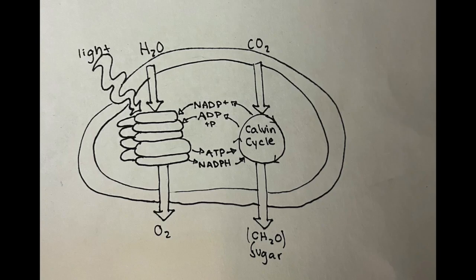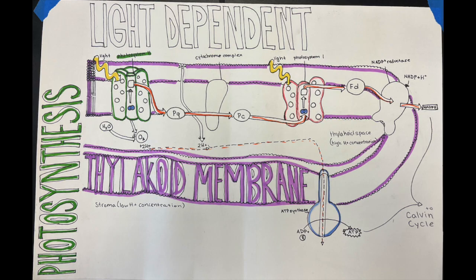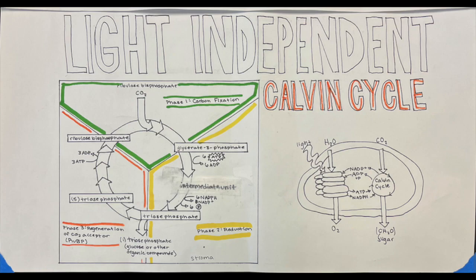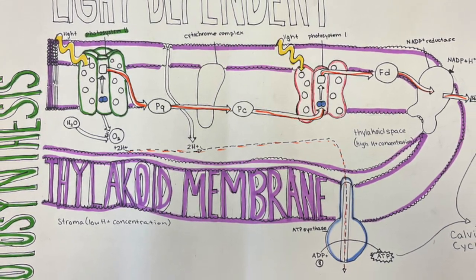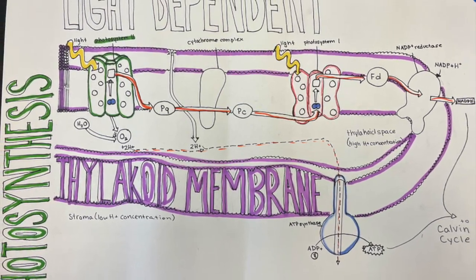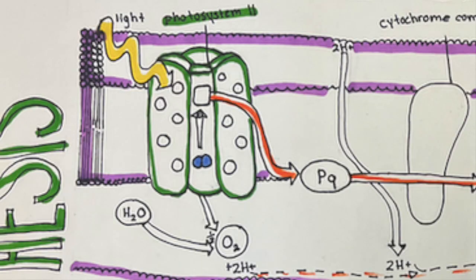The metabolic pathway of photosynthesis serves to convert water and carbon dioxide to sugars using light energy. There's two main parts of photosynthesis, the light-dependent reactions and the light-independent reactions. Now first, the light-dependent reactions take place in the inner membrane space of the thylakoids of chloroplasts. There's two photosystems, photosystem 1 and 2.